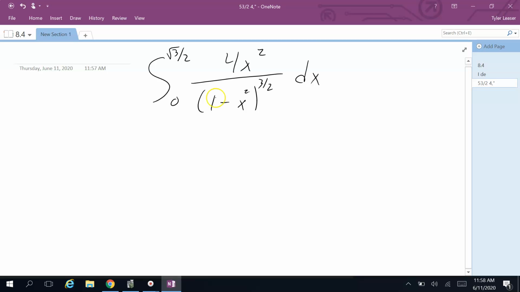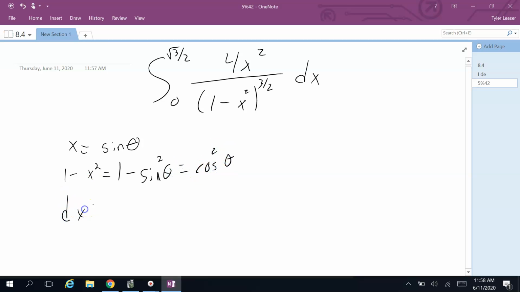Okay, again, we have the constant out in front, which means that the substitution we're going to use this time is going to be sine again. My a is just 1, so x we're just going to let be 1 sine theta, which means that 1 minus x squared, which is 1 minus sine squared, is just cosine squared. And then dx, if x is sine theta, dx is going to be cosine theta d theta.